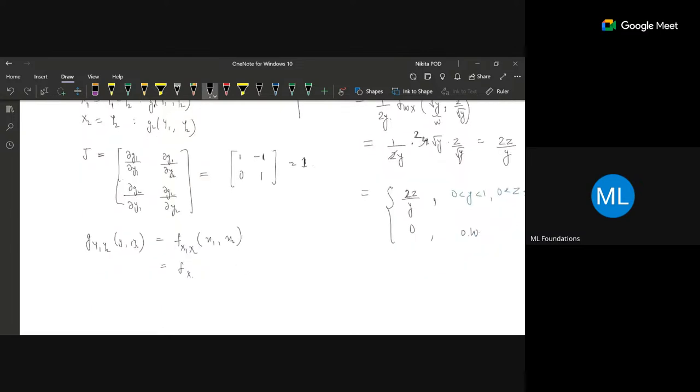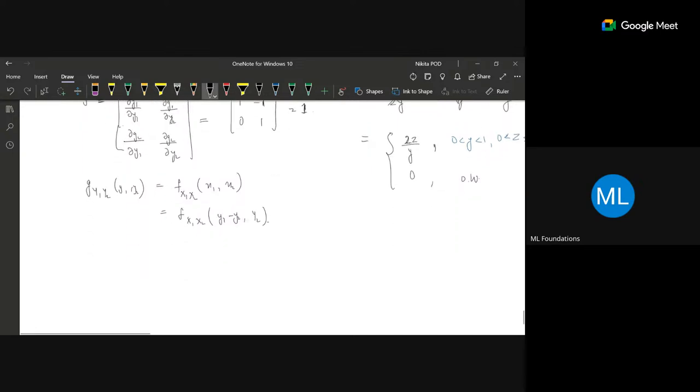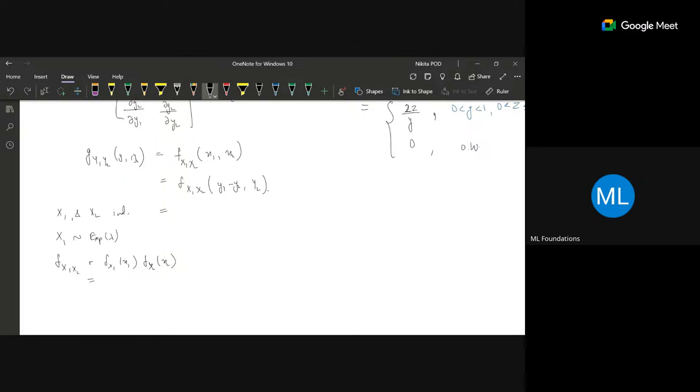And what is x1 and x2? x1 we got as y1 minus y2, and x2 we got as y2. So x1 and x2 are given as independent, and both x1 and x2 are exponentially distributed with lambda. And they are independent, so f of x1, x2 should be equal to f of x1 times f of x2, right?